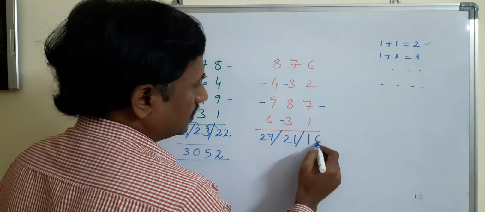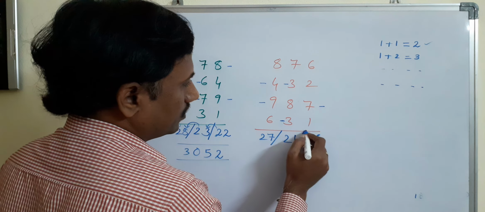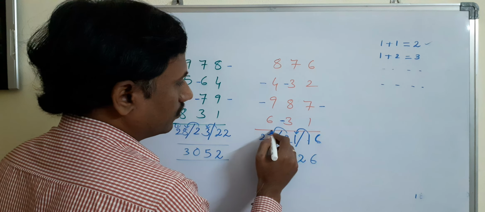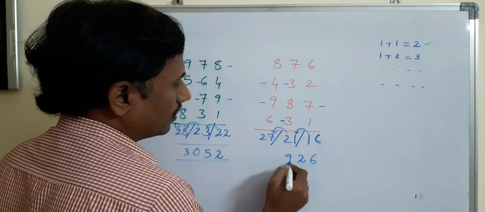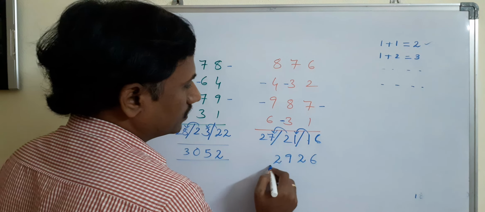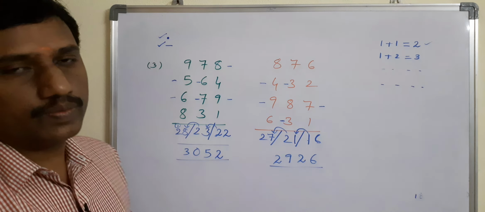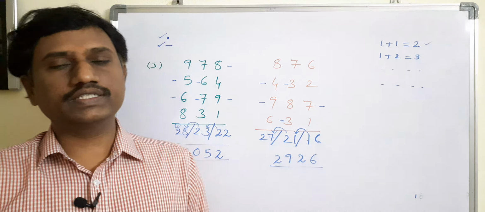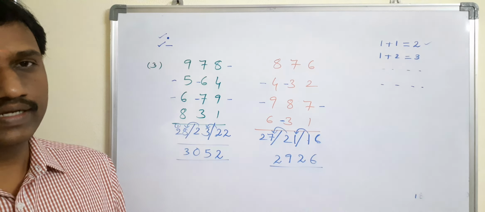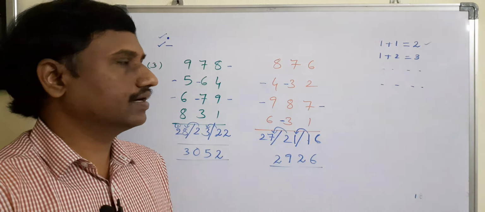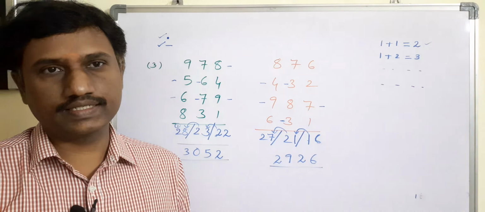First write this single ones digit as it is. You have to add 1 here. 1 plus 1, 2. Next you have to add 2 here. 2 plus 7, 9 and 2. Then this is the final answer. If you practice this method for some more problems, you will get perfection and you can do addition in a faster manner. Within a fraction of seconds, you get the answer for any number of digits.